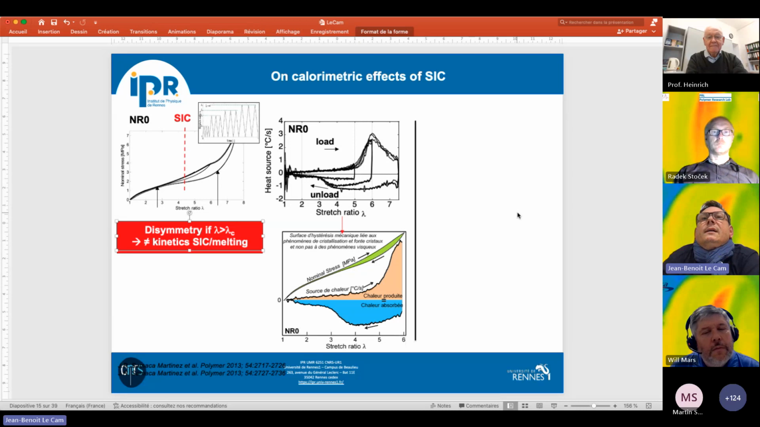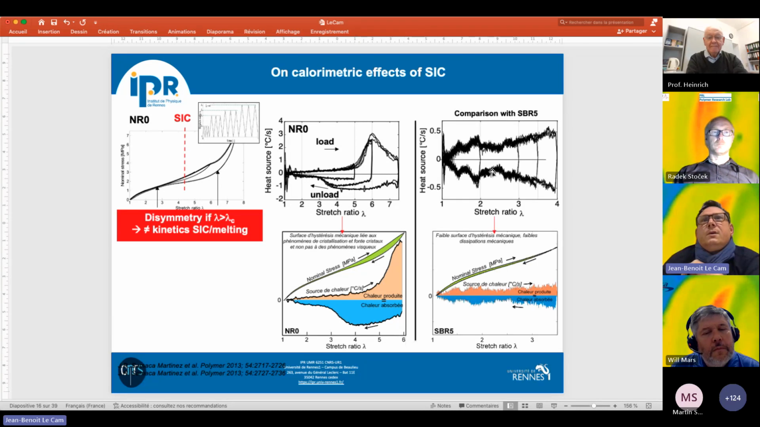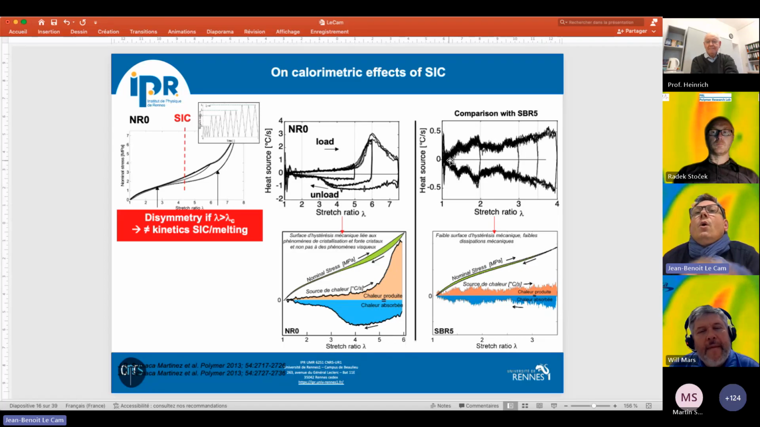Okay, and if we compare with a material that is not crystallizing, typically the SBR here, I just put here the calorimetric response, not the mechanical response. So the response is symmetrical, okay? There is a very little shift toward the positive Y. This is due to the fact that there is only 5 phr of carbon black in the material. And you have a very, very small hysteresis loop, and its sources are very symmetrical and close to zero.